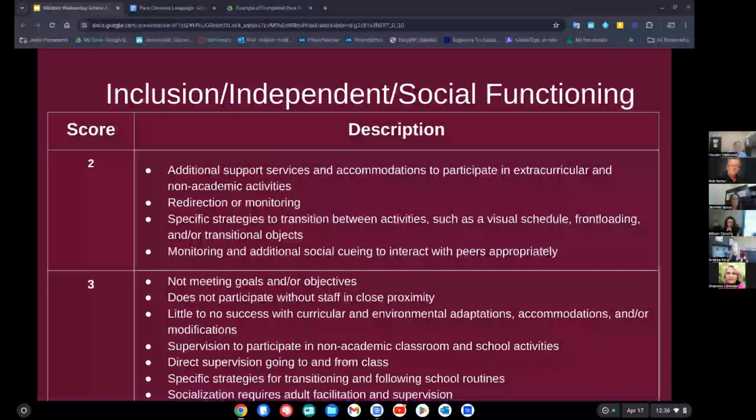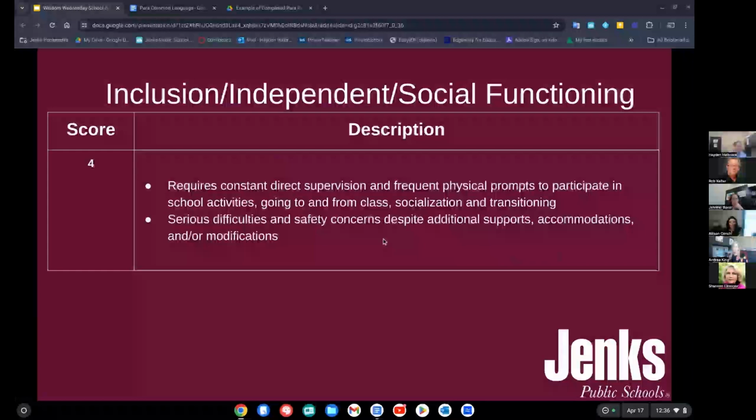Supervision to participate in any non-academic classroom or school activities, direct supervision going to and from class, so that almost maximal adult support just to go from one class to another. And then, of course, the highest criteria on this piece, that constant direct supervision, always has to have essentially that one-to-one, frequent physical prompts to participate, going to and from class and socializing and transitioning.